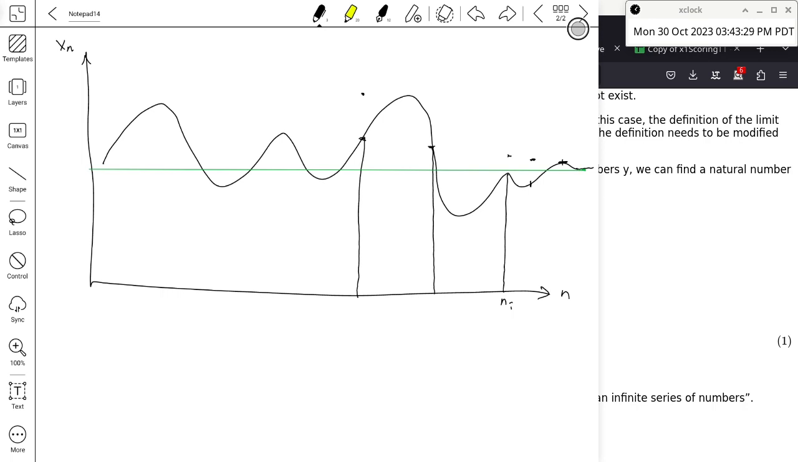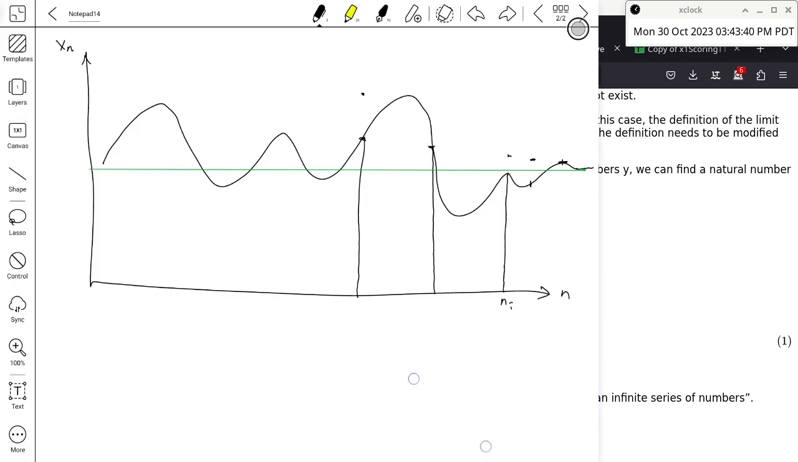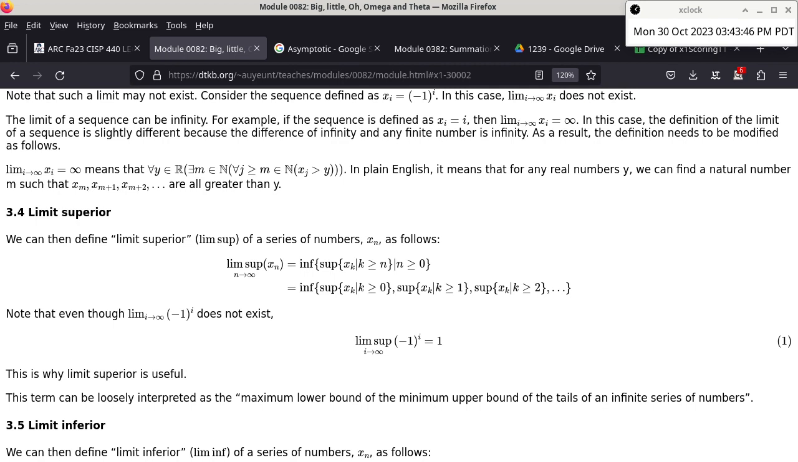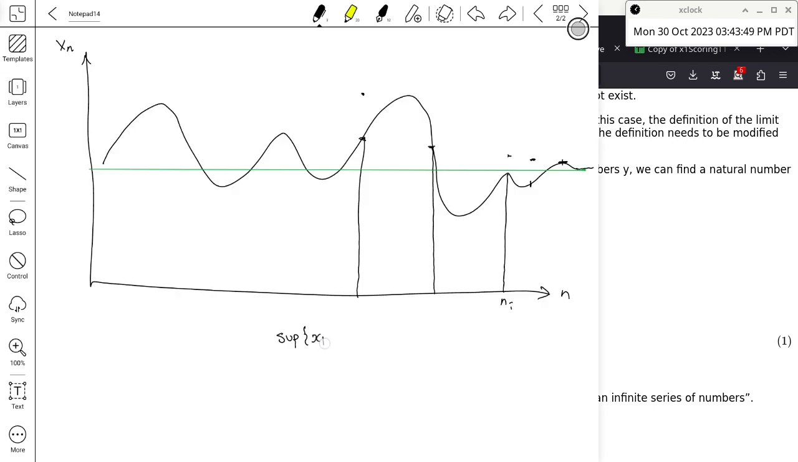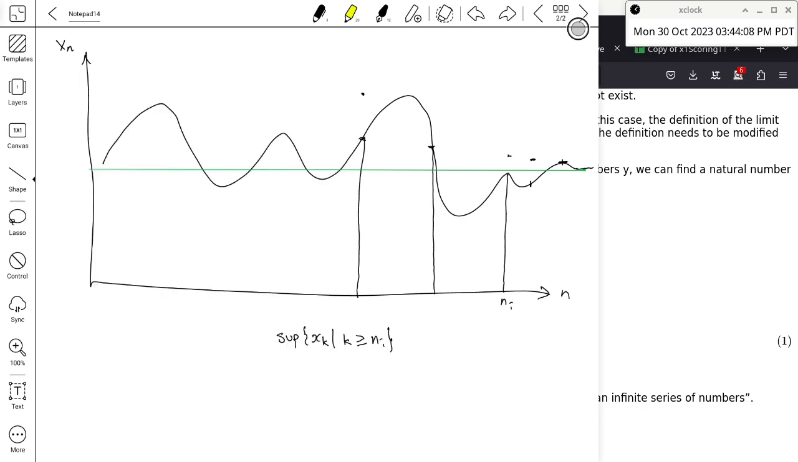Sure. So let me use the equation way of expressing that. If we go back to the expression, what we are trying to say is sup, trying to find the maximum, and we are using the sup of x_k such that k is greater than or equal to n_i. I'm going to use a different line and a different color so that I can emphasize what we're talking about. So we're going to use blue, and this is the blue.